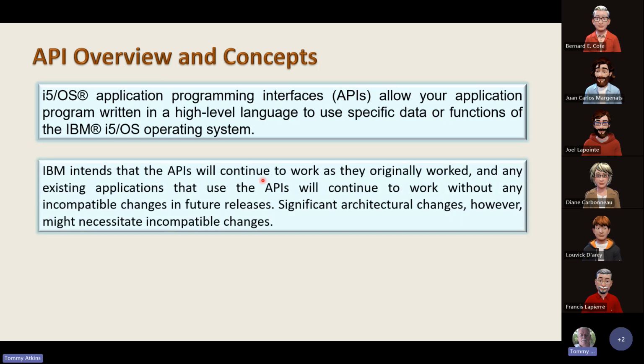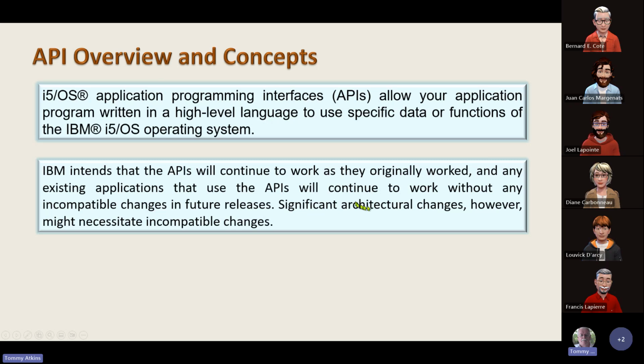Okay. Now, this is a very interesting statement. I put this here all the time. Sorry, I'm just trying to get my arrow back. This is published by IBM, and it's a clear statement. IBM intends that APIs will continue to work as they originally worked, and any existing applications that use the APIs will continue to work without any incompatible changes in future releases.